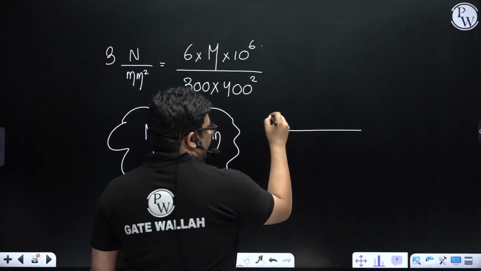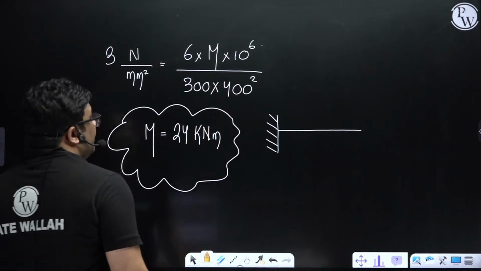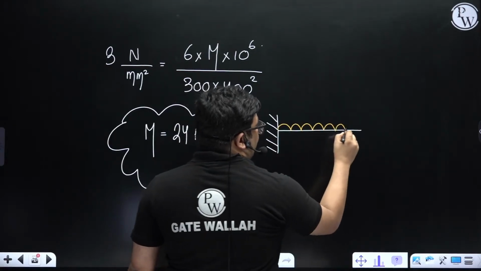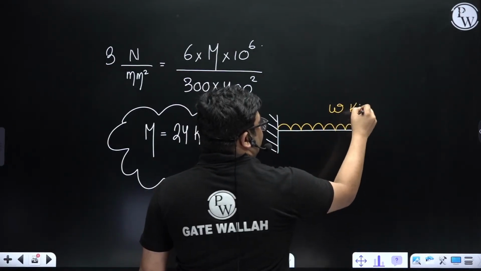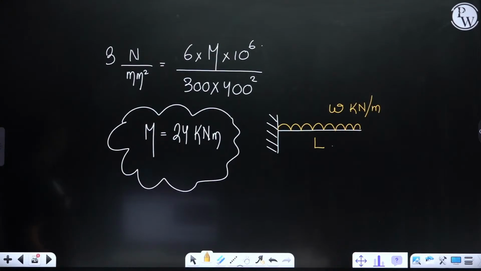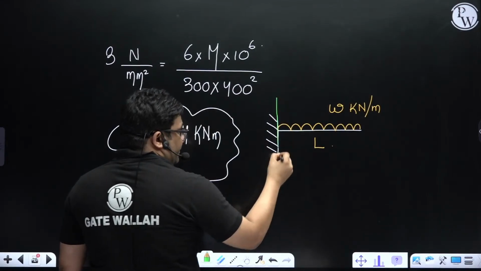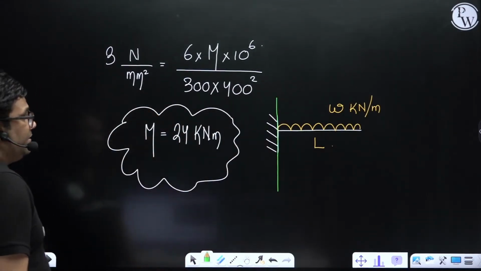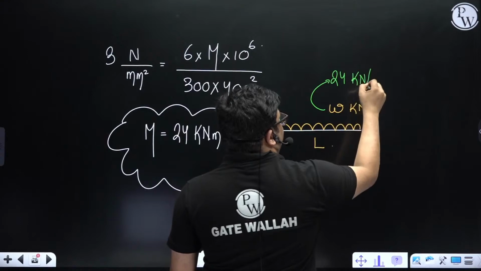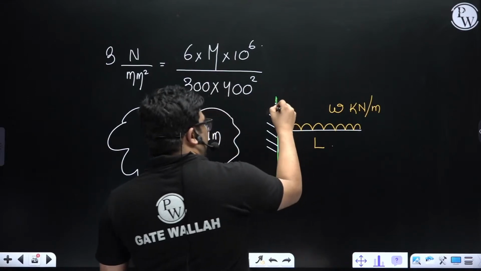It's a cantilever beam, and it is written as having UDL. So it's a cantilever beam with UDL. Suppose it is W kilonewton per meter, and this is the length. So where will we get the maximum bending moment here? The maximum bending moment we will get at the fixed end, right?